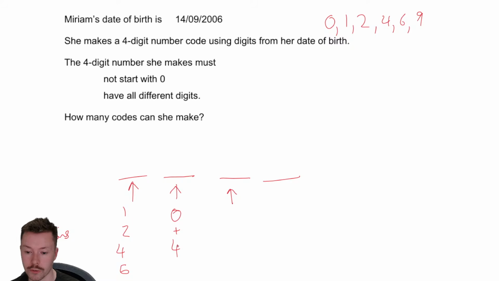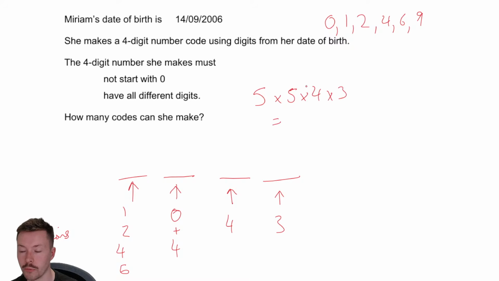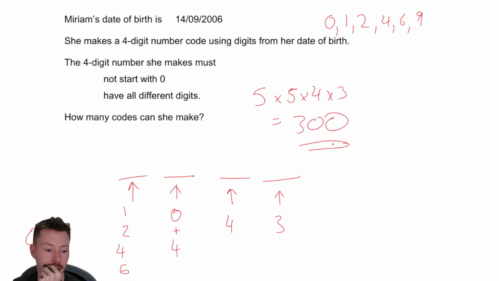Here we've got 5 there. We've got 4 options here because we've used one of them. We can't have the same digits. We've got 3 here. Okay, so in terms of total options, we've got 5 times 5 times 4 times 3, if I'm doing that right. So yeah, 300 is the right answer.